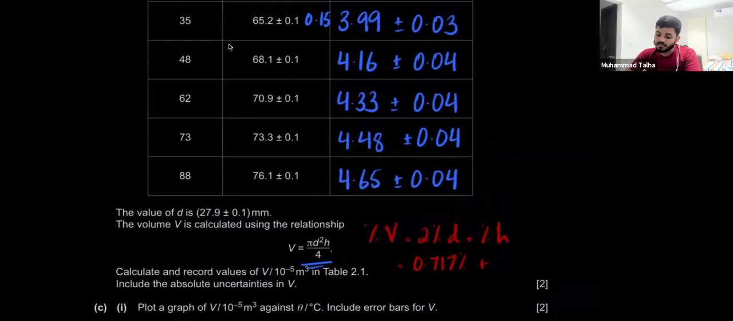Look, V is given by this relationship pi d squared h over 4. If I look at percentage uncertainties, V is basically made of the product of two things, and one of those two things is squared. So because it's squared, the percentage uncertainty will be multiplied by that value, right? So it's twice the percentage uncertainty of D plus the percentage uncertainty of H. D is always the same. So I've done this only one time where I found the percentage uncertainty in D. I multiplied it by 2, and this is what it turned out to be, right?